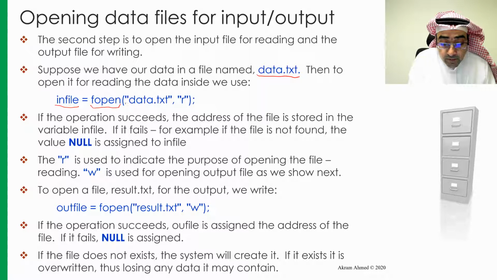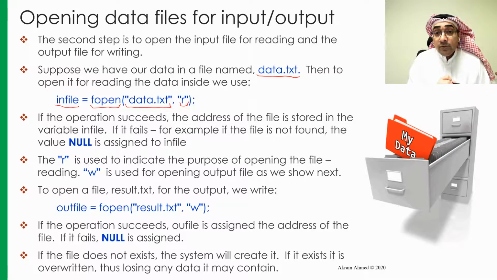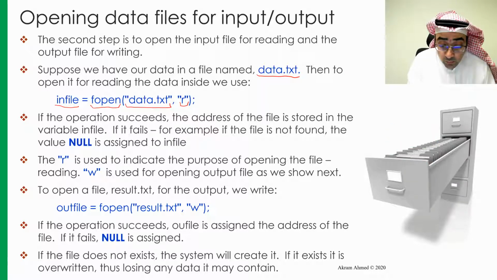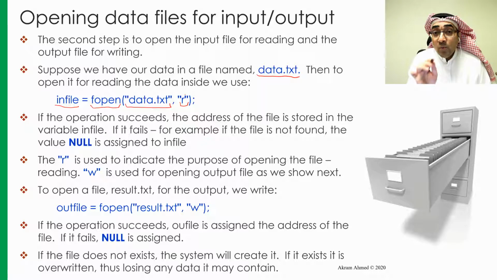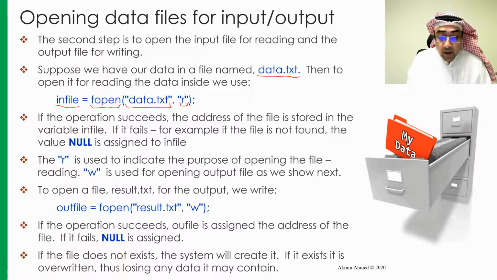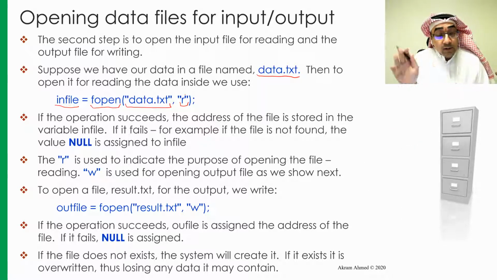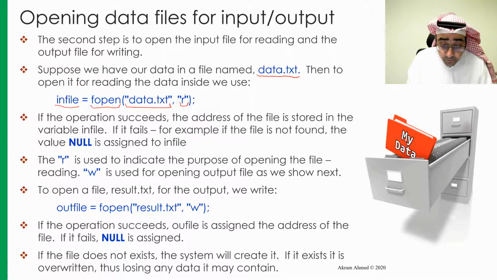The first parameter is the name of the file, and the second parameter is what type of file this is going to be. So when we have an R as the second parameter, that is indicating that I want this file for read, okay? So it's a read-only file. You cannot write into it. You can take data from it, but you cannot write into it, okay?